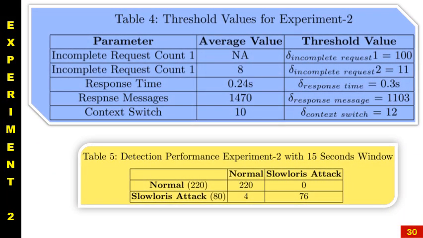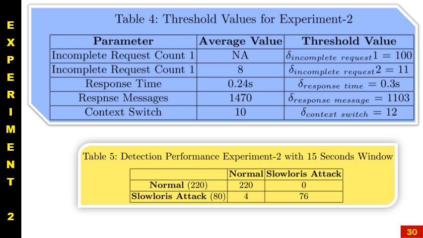Now we talk about the experiment which was carried out on the college server. Again, we used the same parameters and the same formula for thresholding. The first threshold was 100. In the second threshold, we found the count of 8, so we added 25% and made it 11. In the response time, again, we used the same formula and made the threshold from 0.24 to 0.3 seconds, which is 25% plus the average. We calculated that the number of response messages originated by the server was 1470.